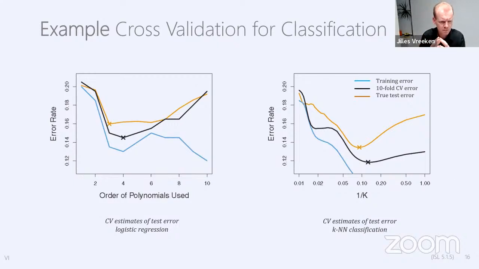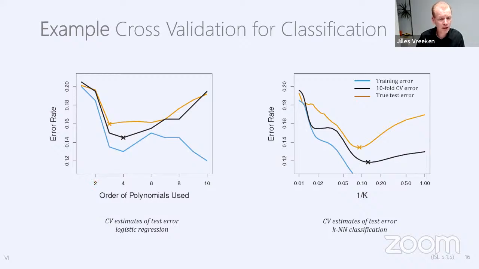What can we use this for? Here we have essentially what we just saw, but put slightly differently. Error rates, and this is the order of the polynomial. So I showed you basically up till here. And we use cross-validation to estimate these test errors.